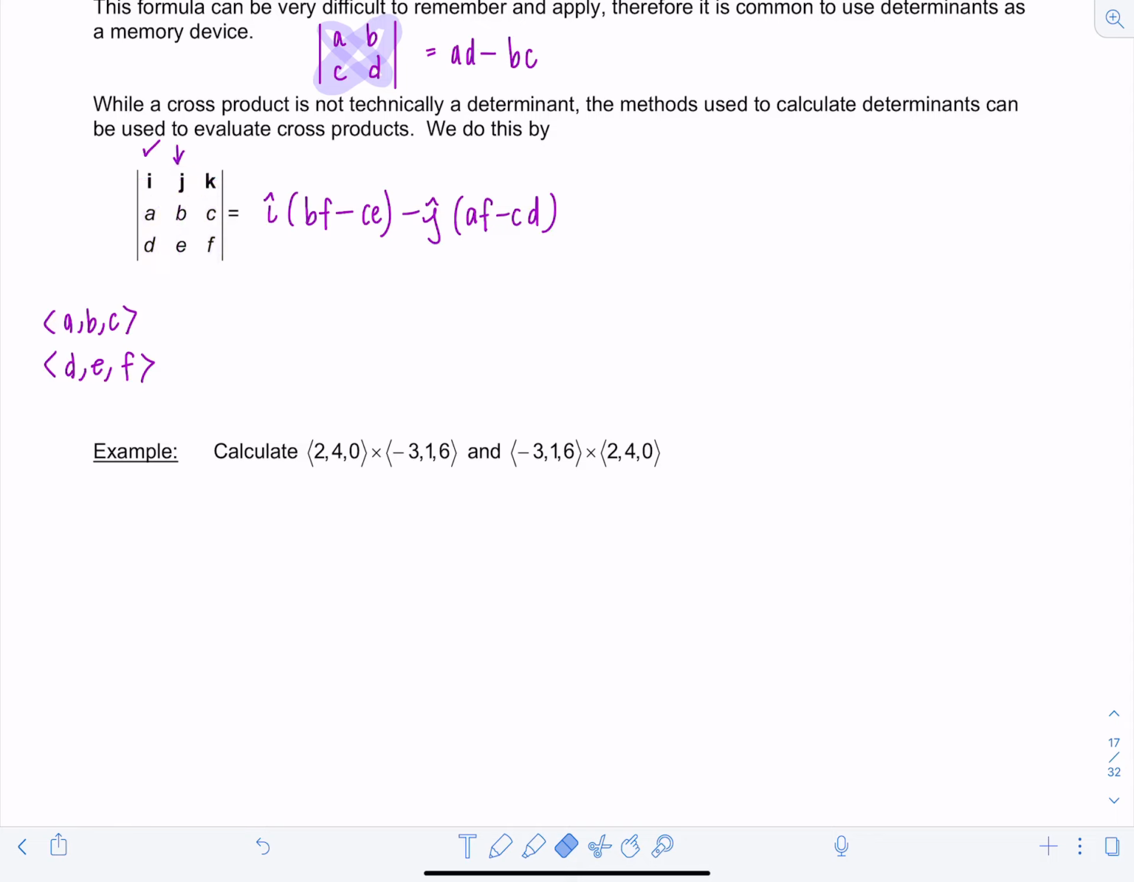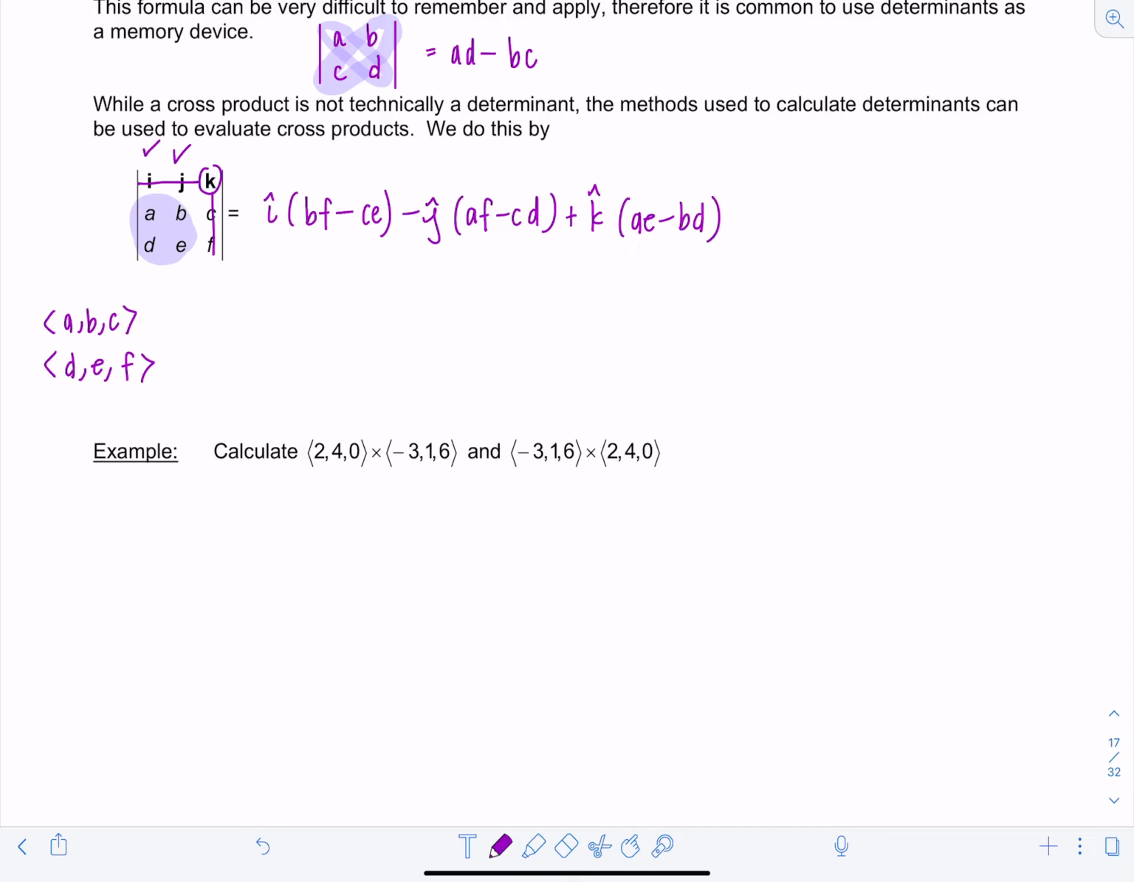And now I'm going to move to the last one, k hat. That one's positive. Then you're going to cross out that column, cross out that row, and then multiply by the determinant of the 2 by 2 matrix that's left, which is going to be AE minus BD.